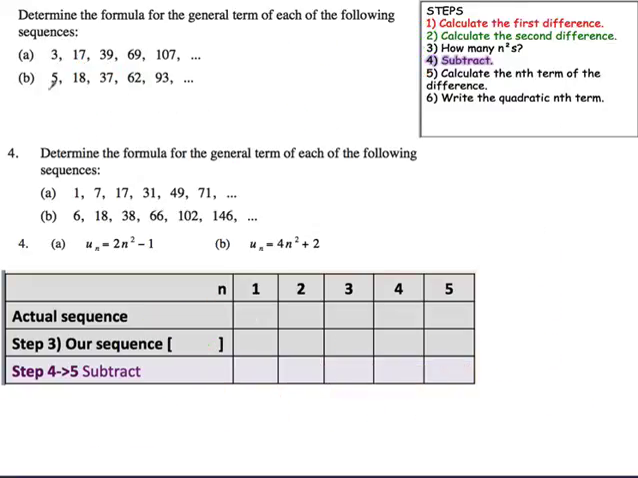Have a go at this sequence and show that it is 3n squared plus 4n minus 2. And have a go at question 4 and show that question 4a has a sequence 2n squared minus 1, and question 4b has a sequence 4n squared plus 2.